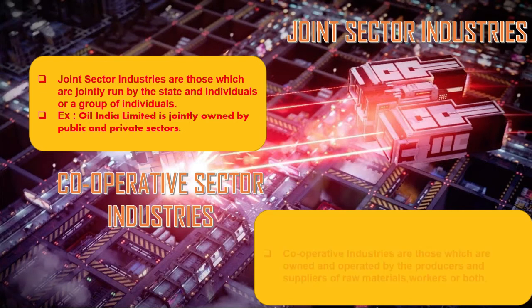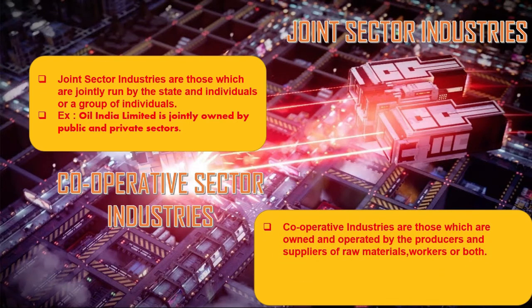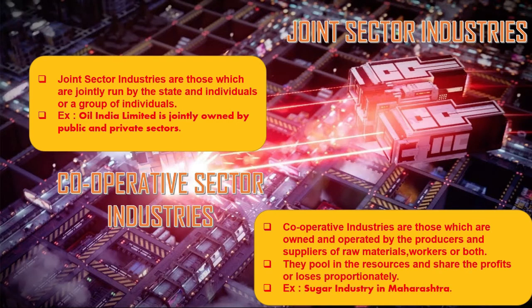Now coming to the next type of industry, that is cooperative sector industries. Cooperative sector industries are those industries which are owned and operated by the producers and suppliers of raw materials, workers, or both. Here, they pool the resources and share the profits or losses proportionately. An example of the cooperative sector industry is the sugar industry in Maharashtra.